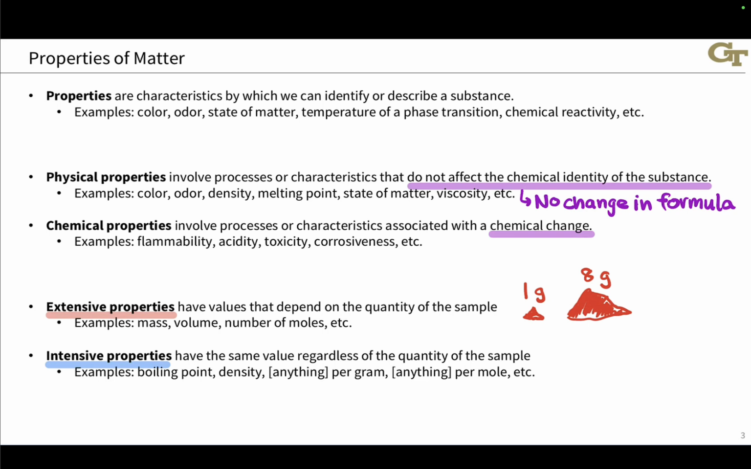And so, for example, melting point is another intensive property. For these two samples, say, that weigh 1 gram and 8 grams, as long as we're looking at the same substance chemically, same chemical formula, the melting point will be the same. This sample melts at 82 degrees C, and this sample melts at the same temperature. Melting point is an intensive property. It doesn't depend on how much is there.